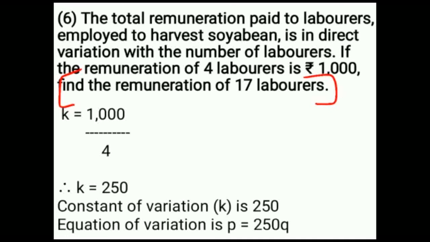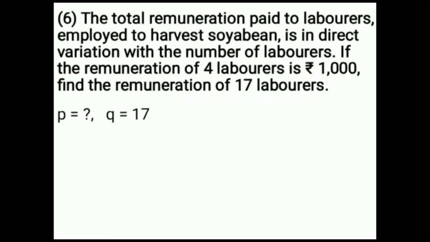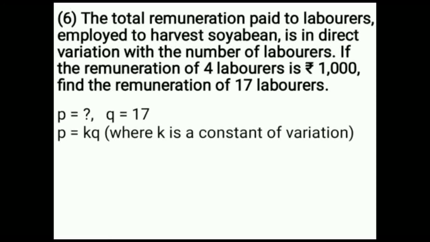Remuneration variable I have already taken it as P. Number of laborers I have taken it as Q. So again you have to take the same thing, because you have to find the remuneration of 17 laborers. That's why you have to write the statement. P is equal to question mark, Q is equal to 17. You have to use the formula of the constant of variation in direct variation. P is equal to KQ, where K is the constant of variation. P you have to find, because you have to find remuneration of 17 laborers.